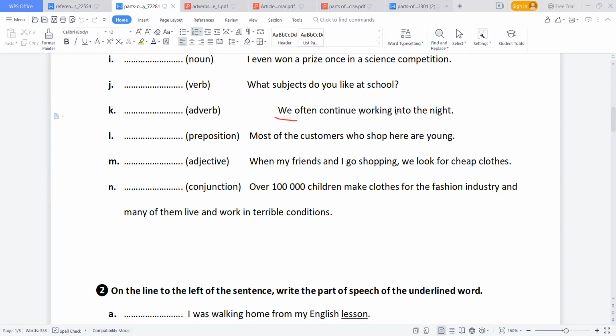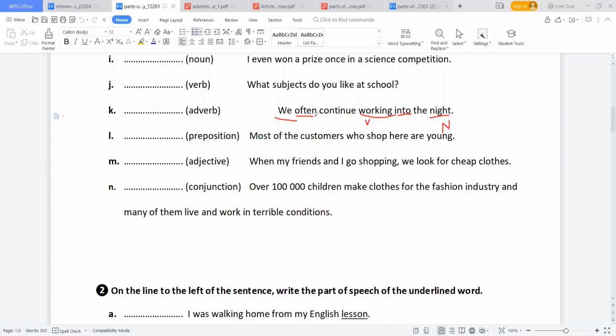Working is what? Verb. Into is a preposition and night is a noun. Okay. So often means, it describes always, kind of, like the majority of the times.